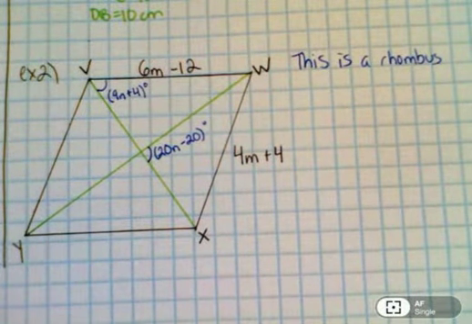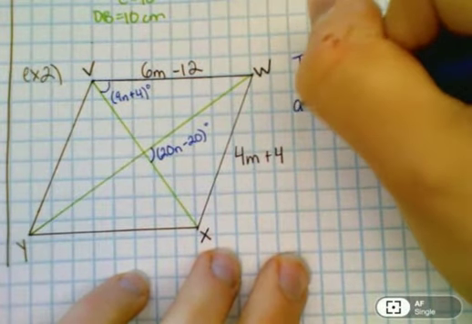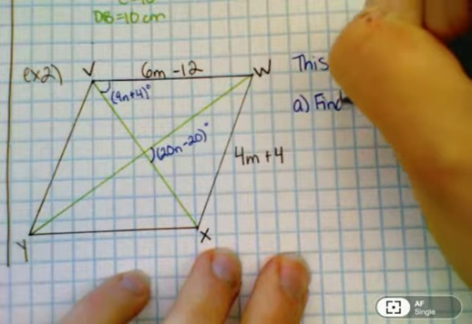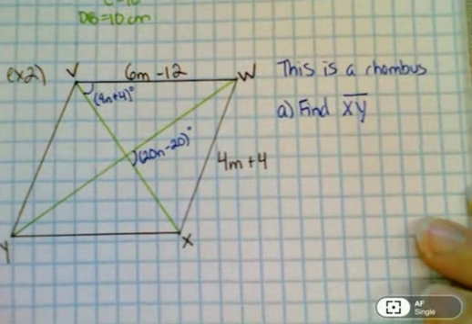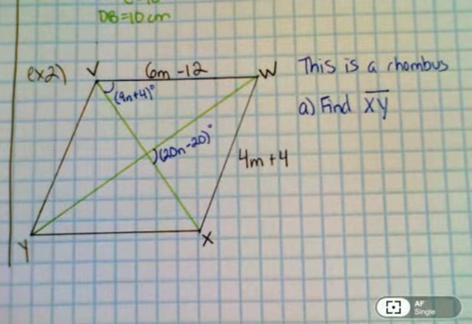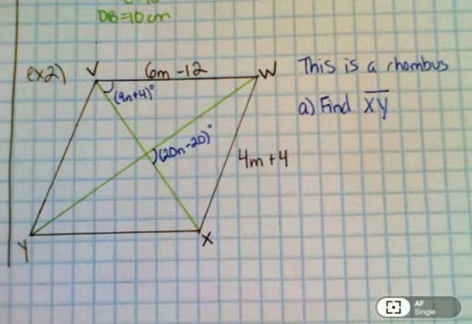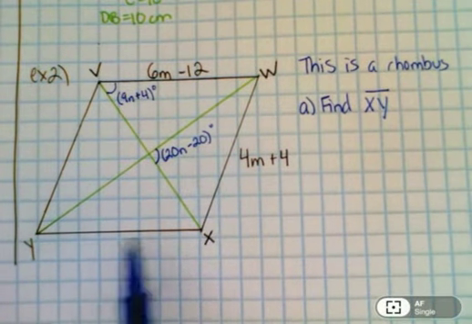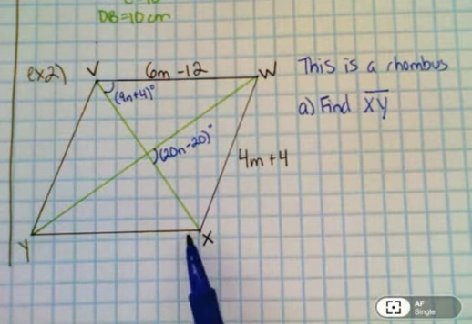Okay, so there are two things that we're going to do. The first, part A, we want to find the length of XY. We're going to find that length. So we're starting with the knowledge that this is a rhombus, and the most important property of a rhombus is its definition. All four sides are the same length. So when we're looking for side XY, we can really look for the length of any side. We don't need to be looking specifically for this one.